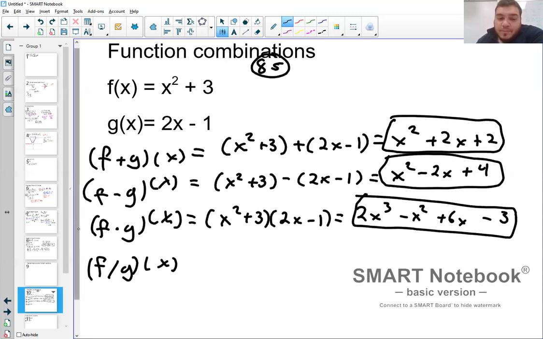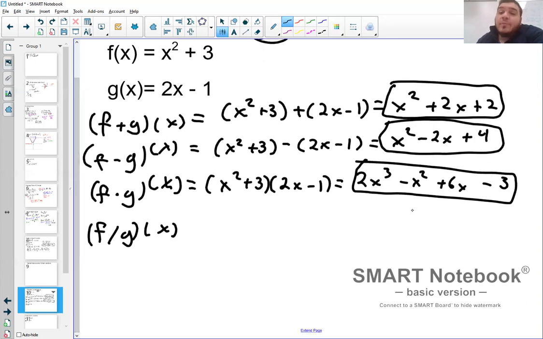Nothing special there. You can't combine any like terms. If you could combine like terms, please do. But this is x cubed, x squared, x and negative 3. You can't combine. This one is just set up as a fraction.